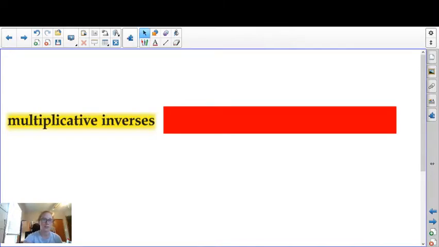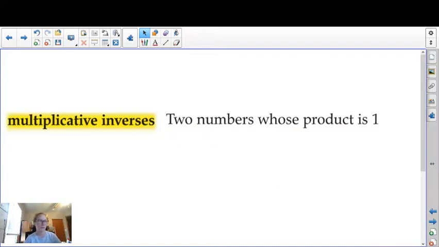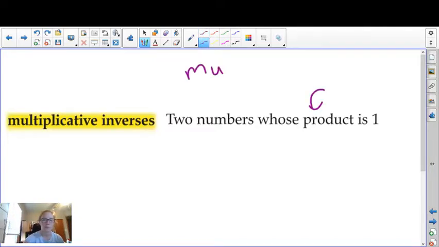All right, definitions. Multiplicative inverse. Two numbers whose product is 1. And we know that the word product, and I'm going to switch to my purple, means multiplication. So two numbers who multiply together to give me 1.